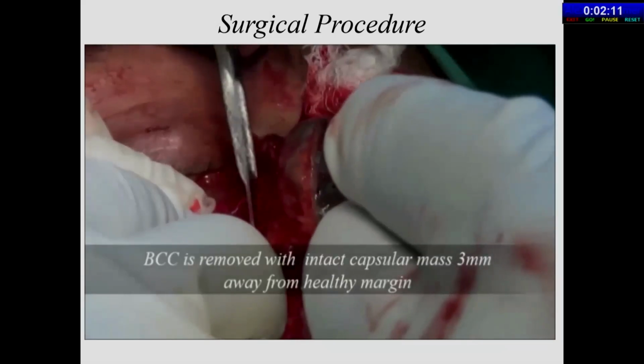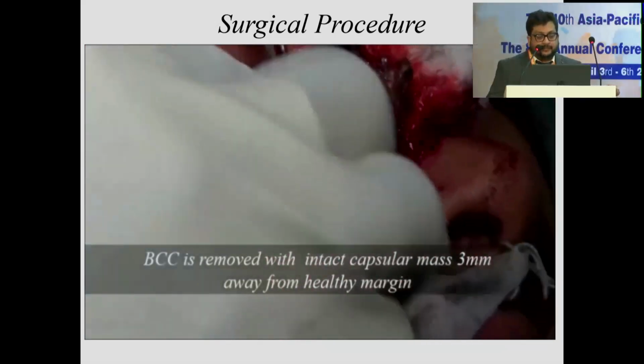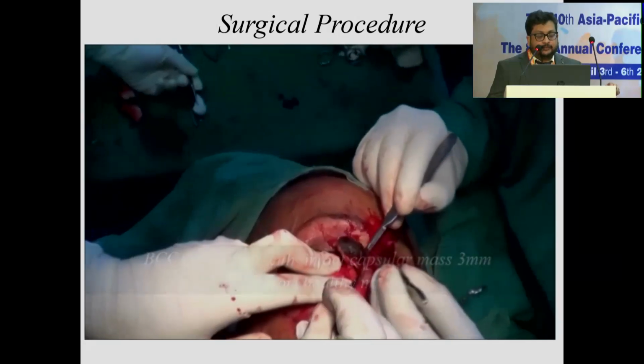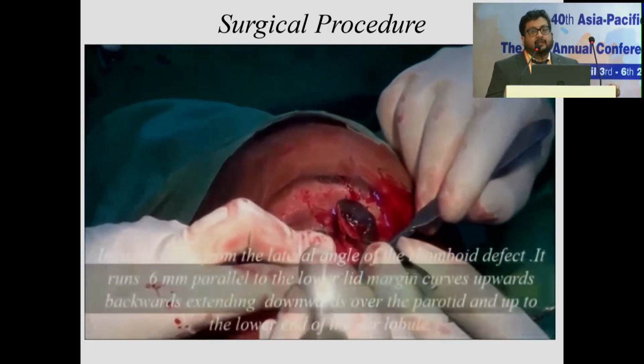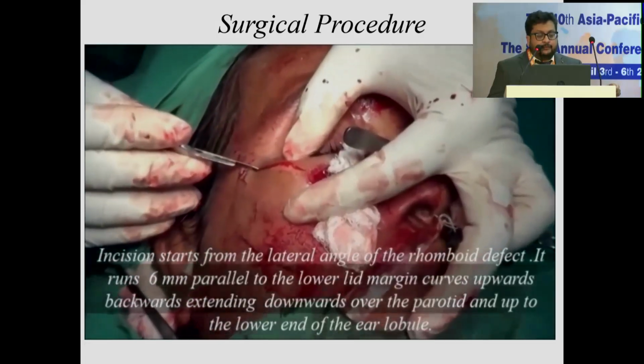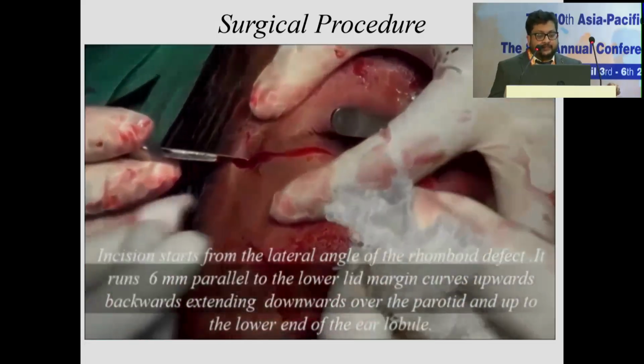So as I was telling, medial masses are always difficult to manage because of the location. Here you can see it is a huge mass, and such masses are not very uncommon in our country. So here we had to perform a Mustardé cheek rotation flap.